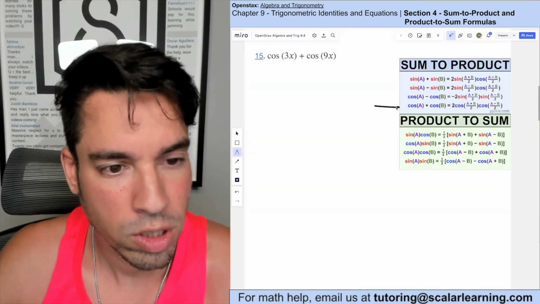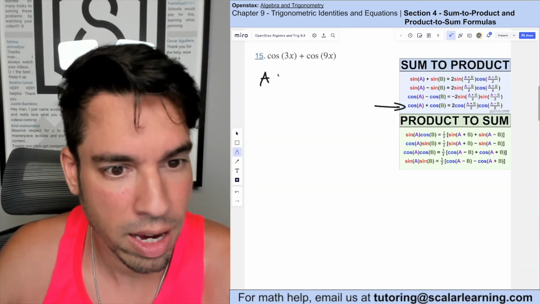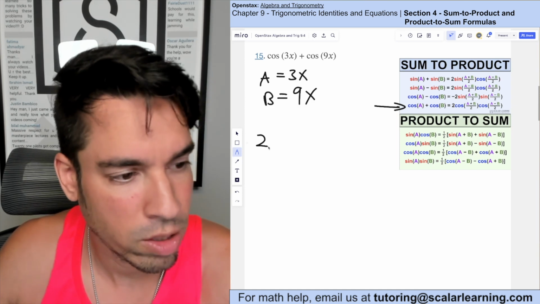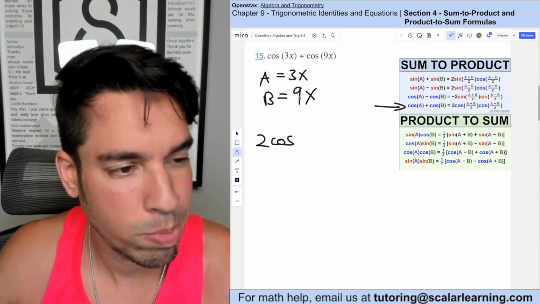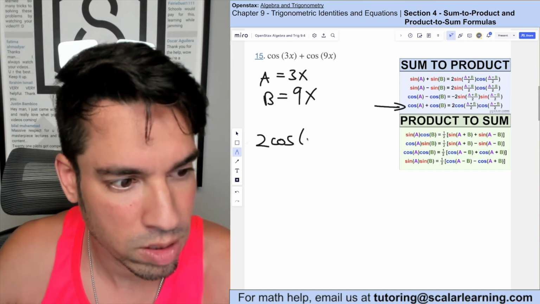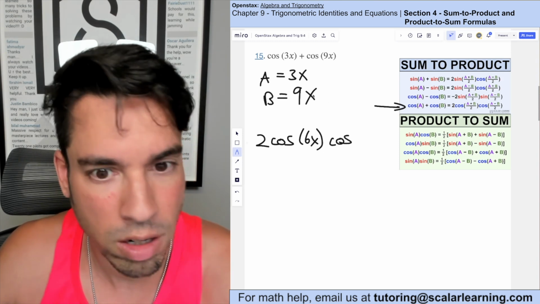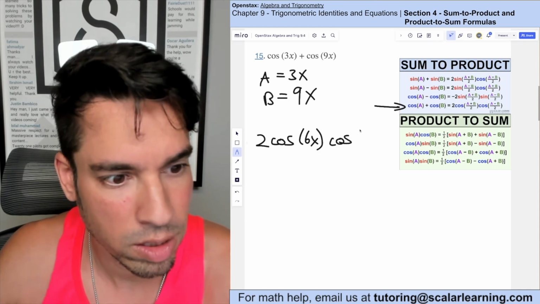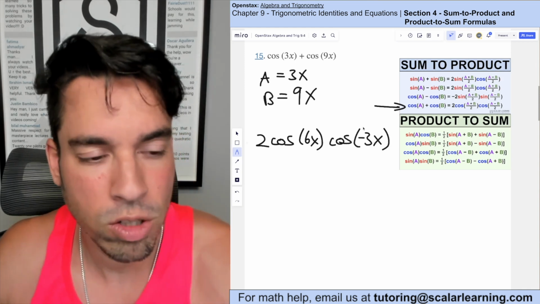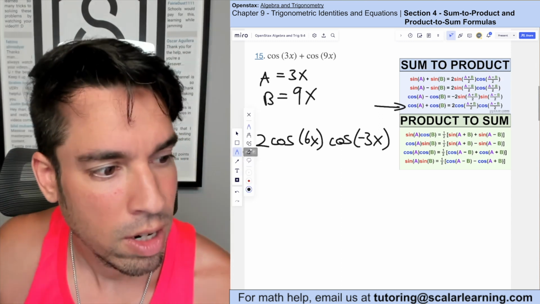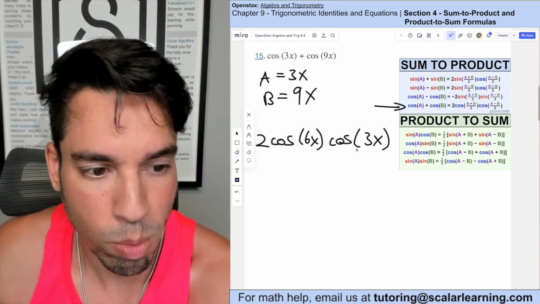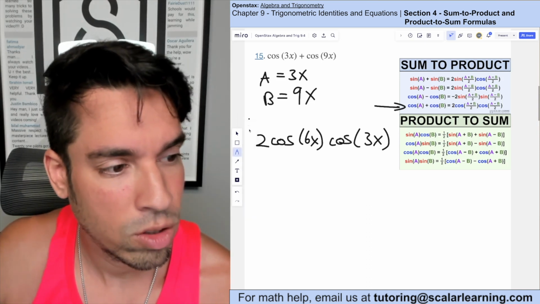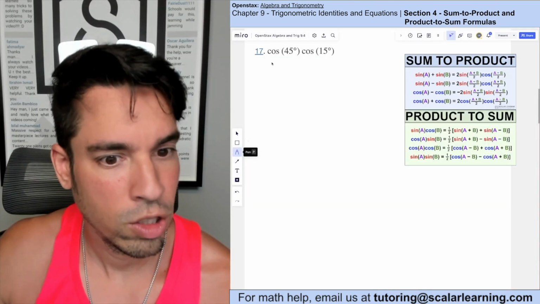For this one, we got the cosine plus cosine right here. So I'll make a equal to 3x, b equal to 9x. All right, let's do it. So we got 2 cosine of a plus b divided by 2. 3 plus 9 is 12 divided by 2 is 6x. And then times cosine of a minus b, 3x minus 9x is negative 6x, divided by 2 is negative 3x. And again, because cosine is an even function, that negative can be dropped, because cosine of negative 3x is the same as cosine of 3x. So that's how you do it. Boom, done.